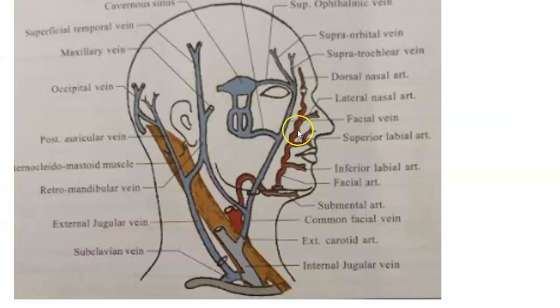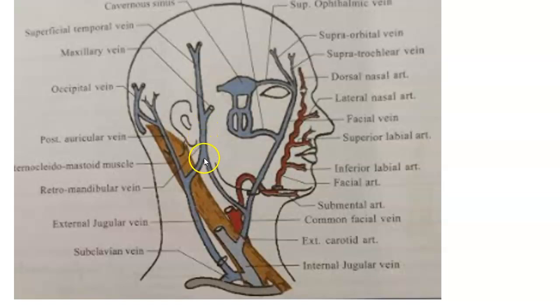So in this diagram you can make this out. Here the supratrochlear vein and supraorbital vein join together to form the angular vein. That will continue down as the facial vein. Once the facial vein comes down, here you can see another vein. This is the retromandibular vein. It is formed by the superficial temporal vein and maxillary vein, which join together to form the retromandibular vein.